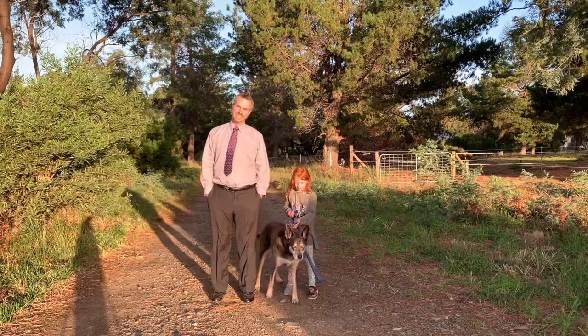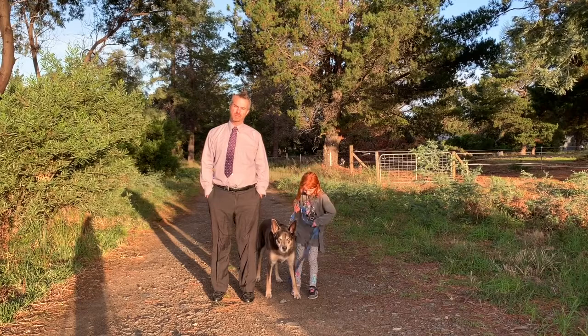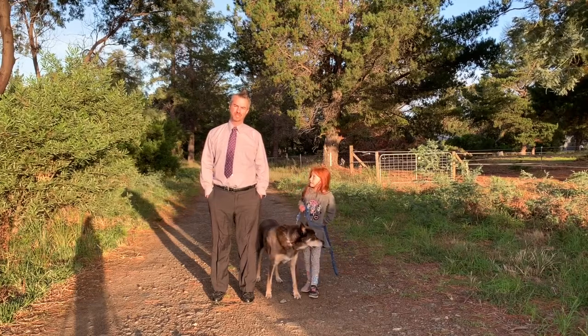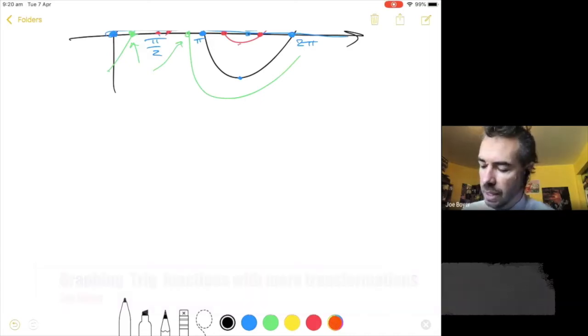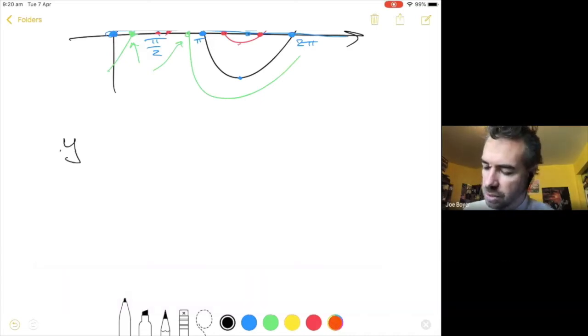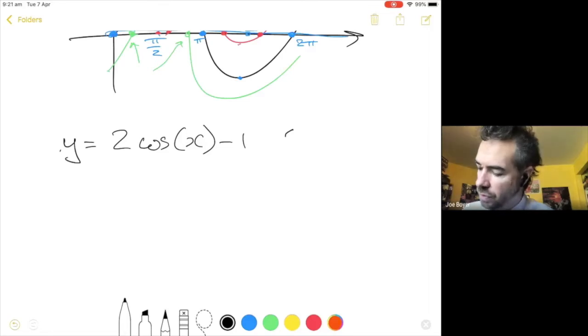Hello! Today's topic is graphing trig functions with more transformations. All right, so the first one I'm going to sketch for you, the first example, let's keep it reasonably simple to start with. Let's have a look at the graph of y is equal to 2 cos x minus 1 over the domain of 0 to 4 pi.